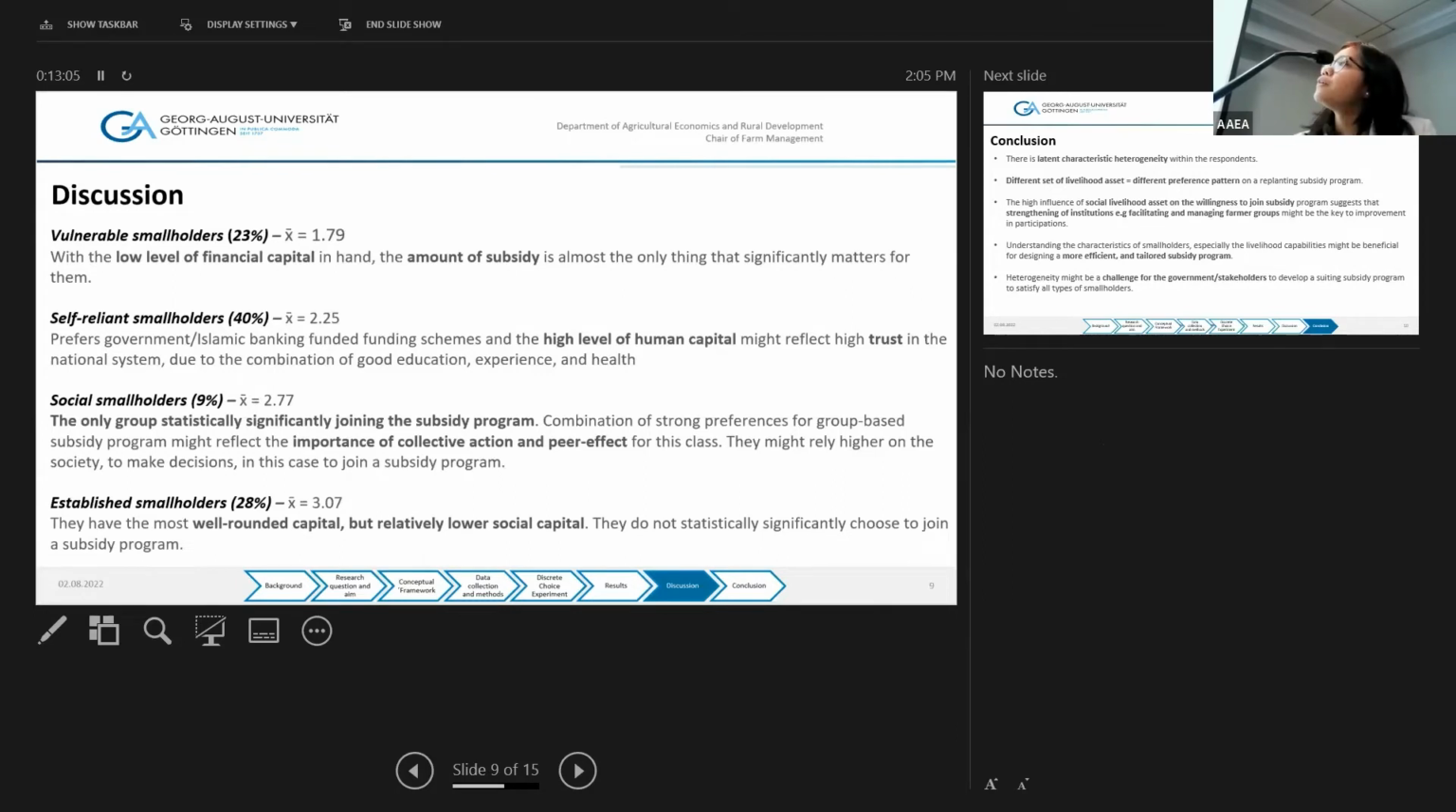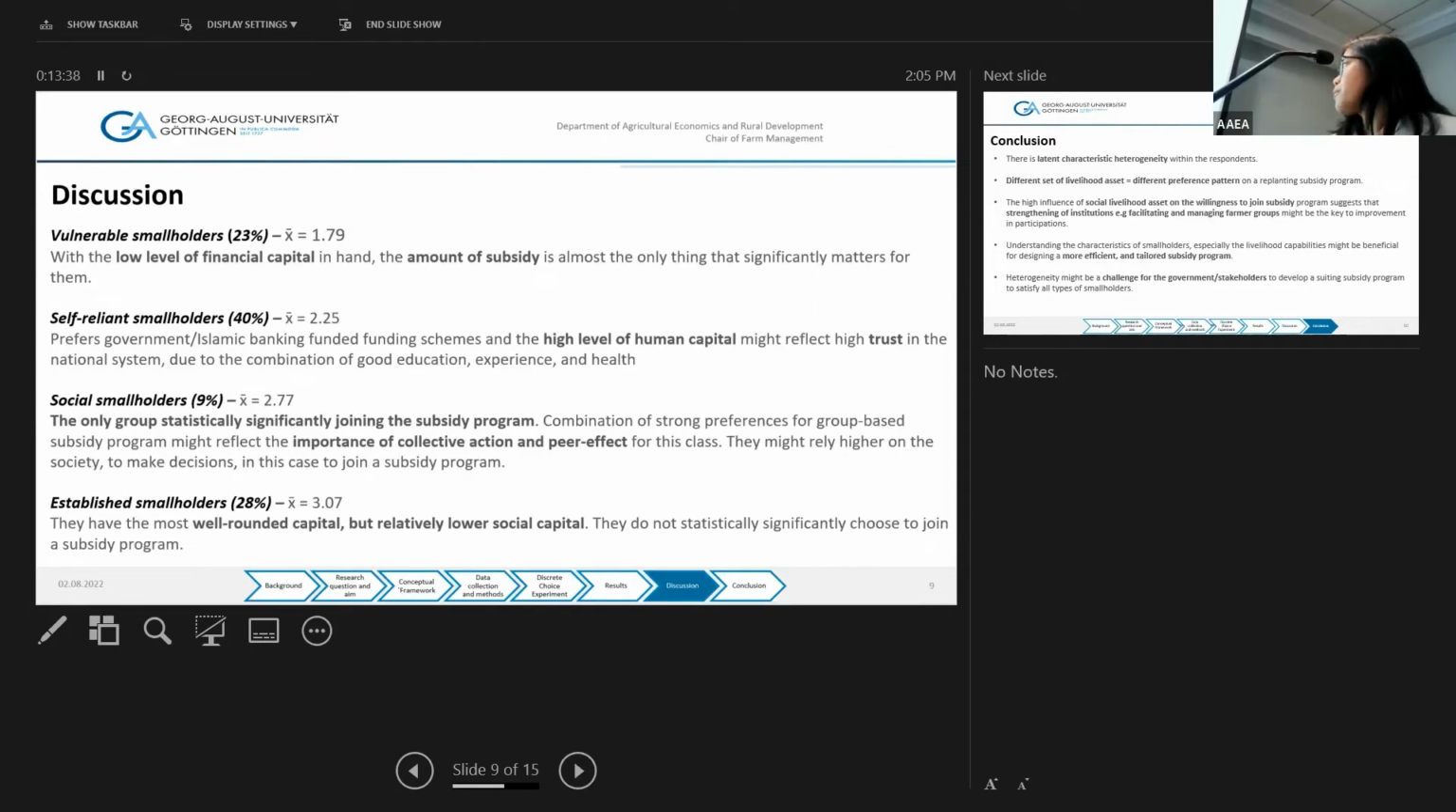And for the second class, self-reliant smallholders, they prefer government or Islamic banking funded schemes, and their high level of human capital might reflect the high trust in the national system due to the combination of good education, experience, and health, as they are indicators of the human capital. As mentioned before, the only group statistically significantly joining the subsidy program are the social smallholders, which are, unfortunately, only 9% of the respondents.